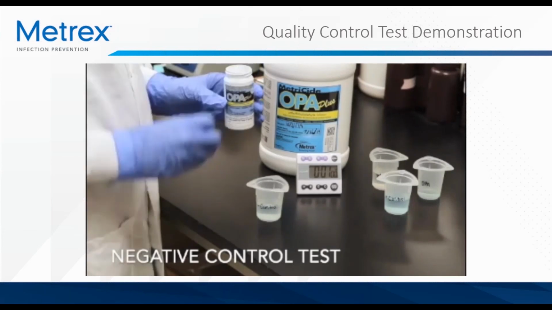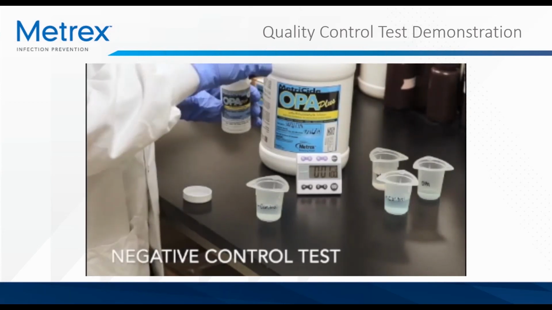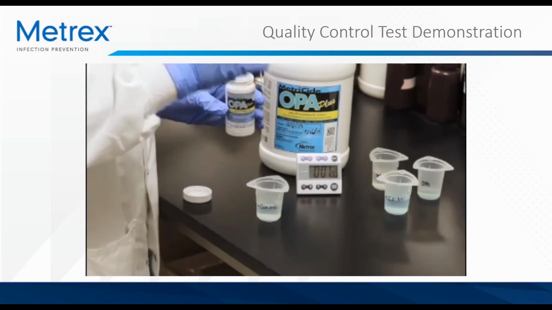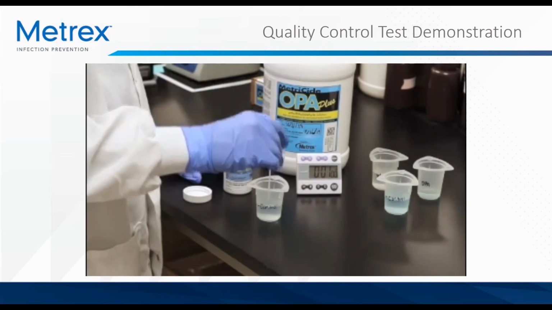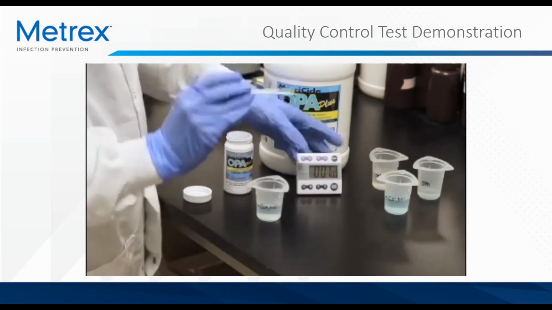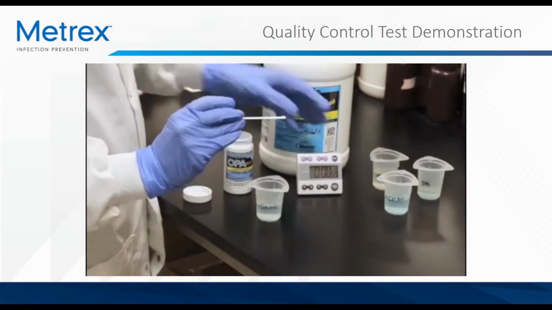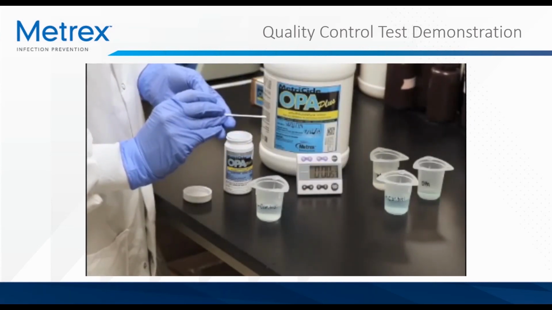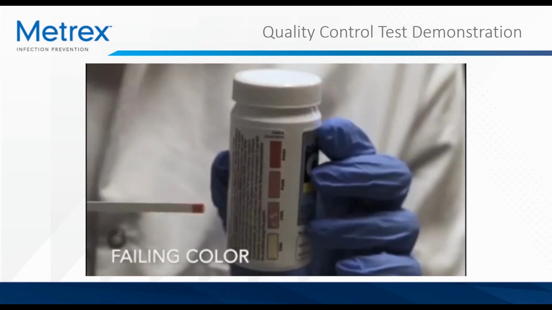Perform the negative control test by taking one Metrocide OPA Plus solution test strip and dipping it into the beaker, holding negative control for 2 seconds. After dipping for 2 seconds, remove test strip and shake vigorously once. Then hold horizontal for 1 minute, again using a timer.